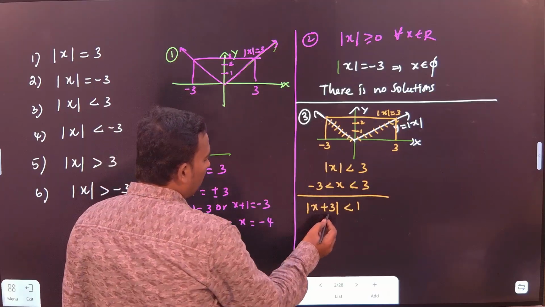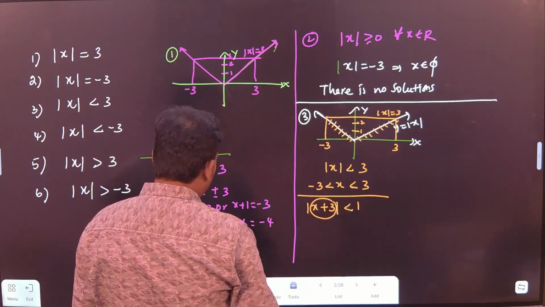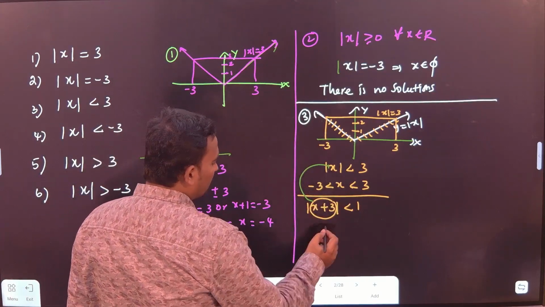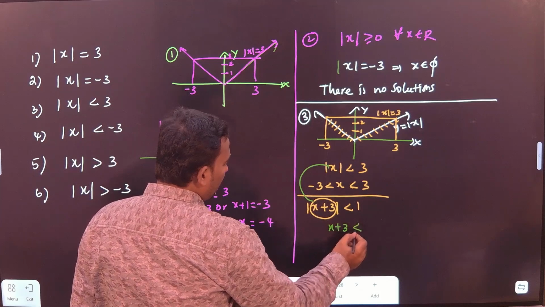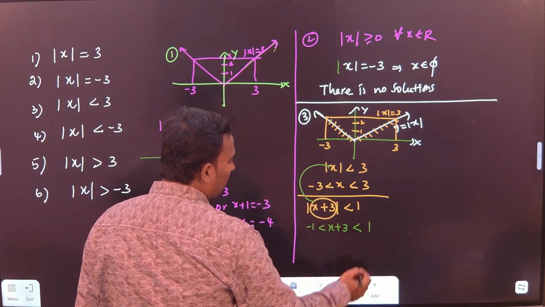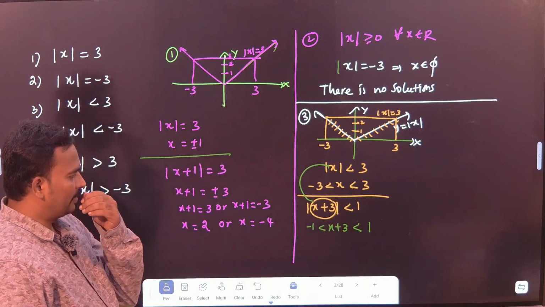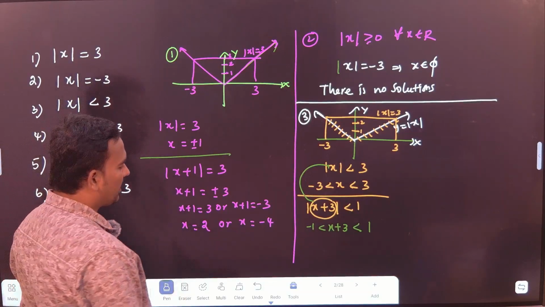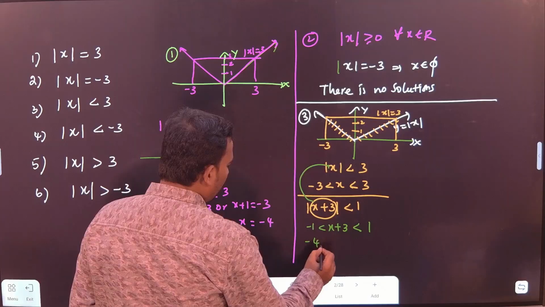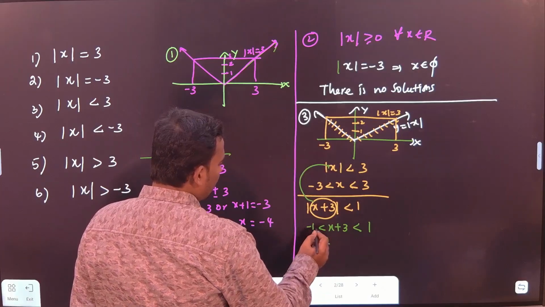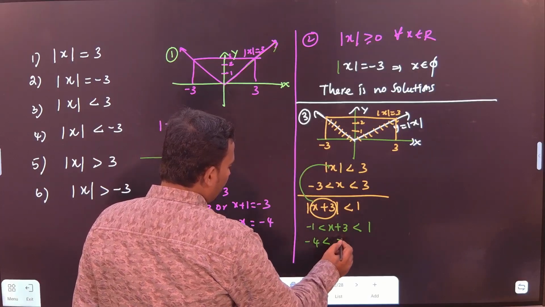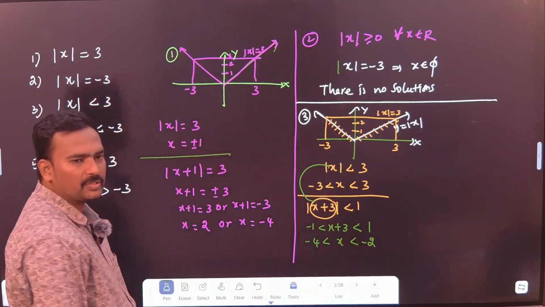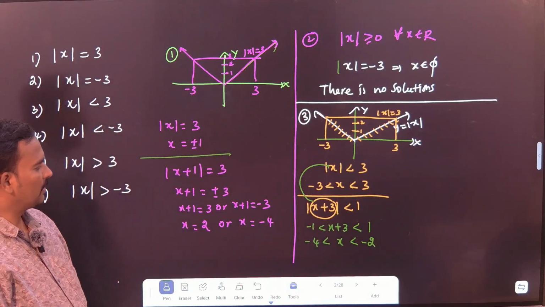The same way, instead of x, what is there here? You can see x plus 3 is there. That means x plus 3 is between minus 1 and 1. Clear? Now, how to find the x here? Adding minus 3 on both sides: minus 1 minus 3 is minus 4 less than x, less than 1 minus 3 is minus 2. This is your solution. Understand?